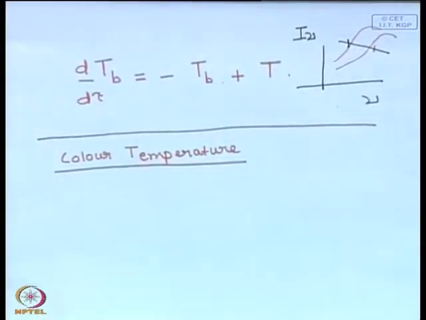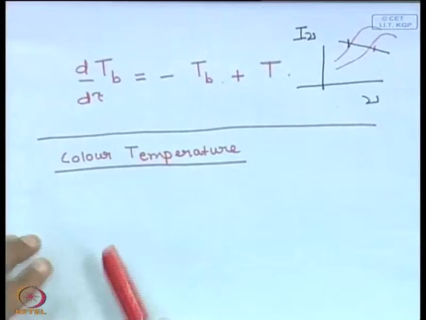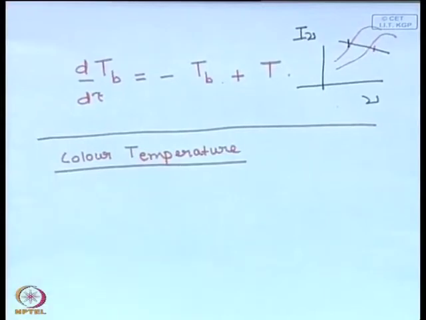Okay. There is something called the color temperature. Let me now tell you what the color temperature is, which again is quite useful sometimes. Sometimes I cannot measure the specific intensity. There are situations where I have no idea of what the specific intensity is. I can only measure the flux.